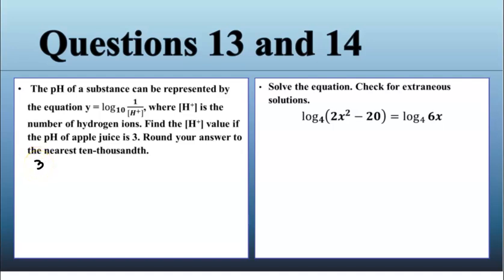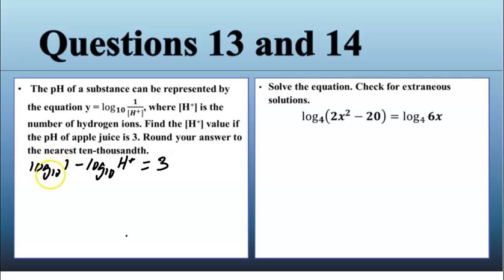And I'm going to switch the whole equation around. So first off, to rewrite this, I'm going to break this apart as log base 10 of 1 minus, it's minus because I'm dividing right here, log base 10 of H positive, and this is going to equal the pH value of 3.